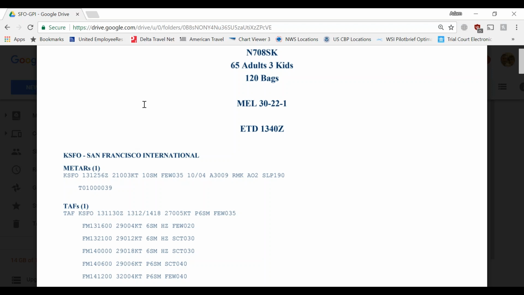They are going to have to avoid those clouds, but that's the pilots' job. Technically that's legal because it's assumed that the pilots can avoid those few clouds at 3,500 feet. But the temperature is already 10 degrees Celsius, so we're already at the temperature starting right off the bat. So they can depart San Francisco.